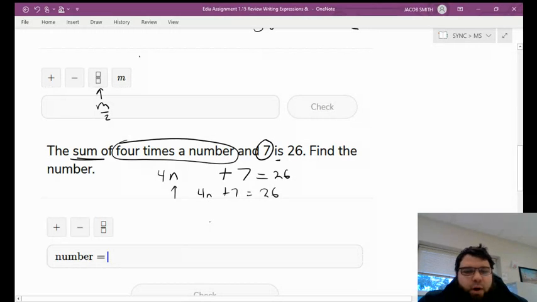Okay, so we have the 4 with the n, but before we break those apart, we've got to get them by themselves. So the first thing we need to do is subtract the 7. And that's going to give us 4n equals 26 minus 7 is going to be 19.